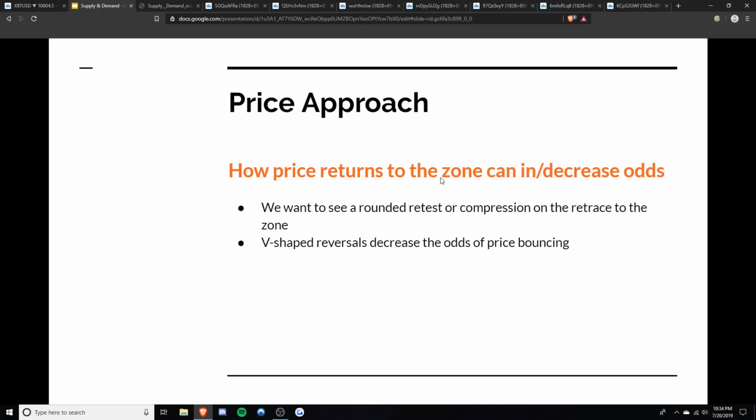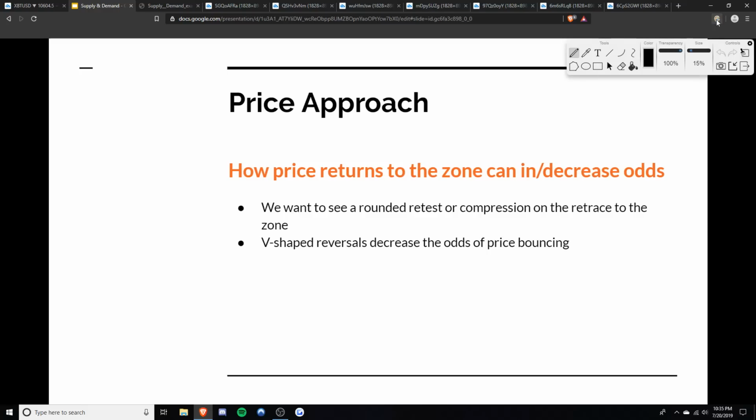So how price approaches a zone is pretty important as well. It can really increase or decrease the odds of your trade or how price is going to bounce. We want to see a rounded retest or compression on the retrace to the zone. V-shaped reversals decrease the odds of price bouncing. As we talked about, compression up to a high time frame supply zone or down to a high time frame demand zone will give you higher probability of price bouncing and going towards your target because there is not any fresh demand or supply above or below price to stop it.